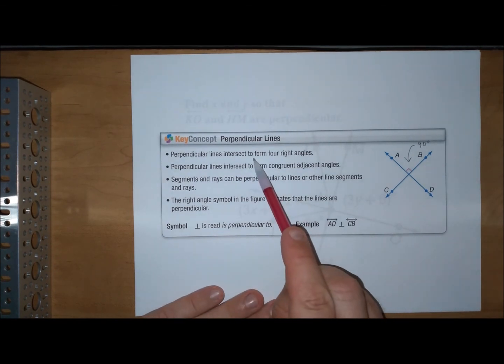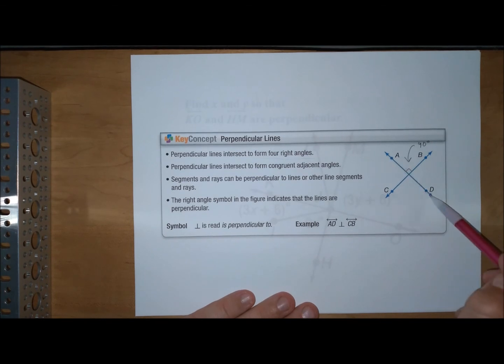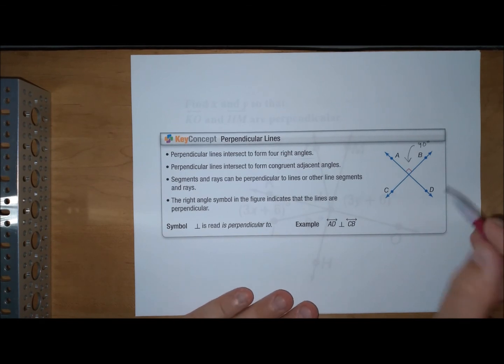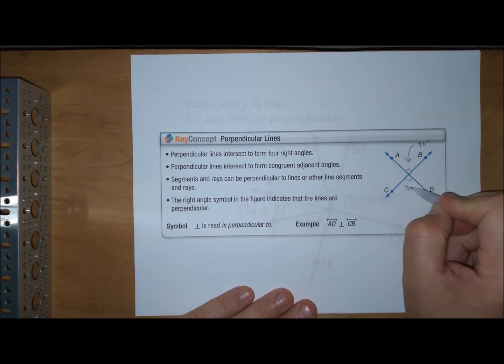How do we know that they in fact form four right angles? Well, what do we know about lines when they cross? Don't they form two pairs of vertical angles? And aren't the vertical angles congruent to one another? So if this angle is 90, then this vertical angle down here is 90 degrees.